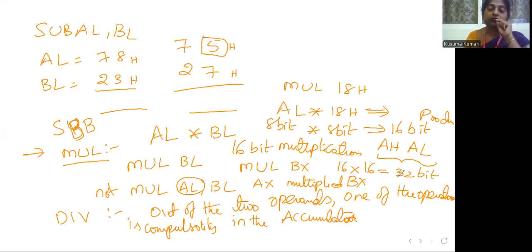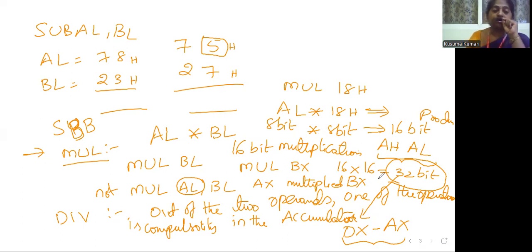This 32-bit result is available in two 16-bit registers: the lower 16 bits are available in the AX register, and the higher-order 16 bits are available in the DX register. So the DX AX register pair is used to store the 32-bit product. This is about the multiplication. We only need to give the second operand. The first operand is by default from the accumulator contents.